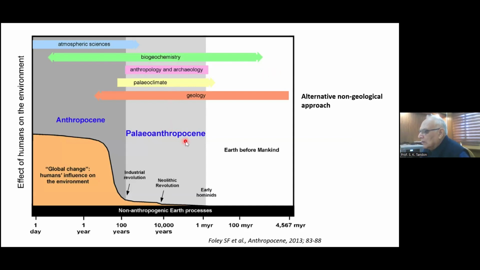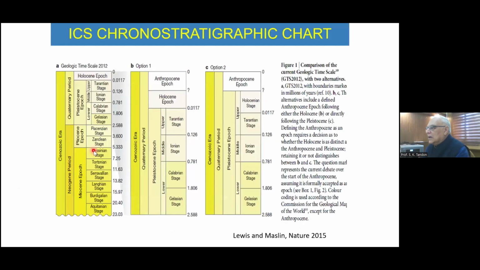There are people who are even willing to go back to the early hominids, essentially. They go back to 1 million years. But then, of course, there is the Neolithic Revolution, the Industrial Revolution. And there was a suggestion that we should have a term Paleoanthropocene to describe all that, and that the Anthropocene should largely be confined to the post-industrial revolution period, which is about 200 years. So this debate was there.